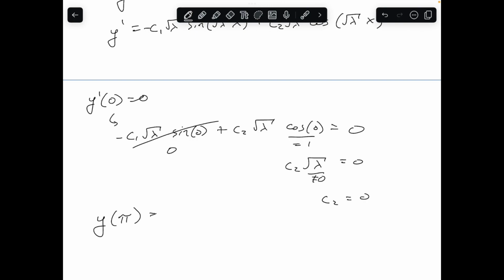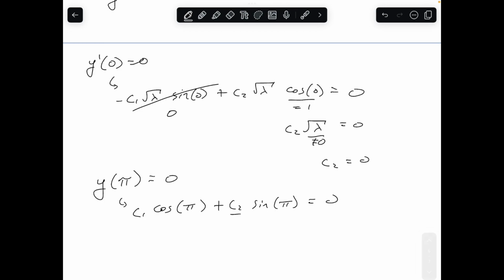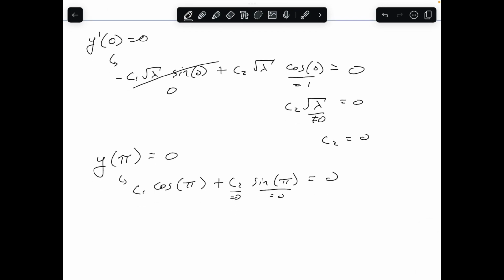Our other condition is that y of pi equals 0, which tells us that c1 cosine pi plus c2 sine of pi equals 0. c2 is equal to 0. Sine of pi is also equal to 0, so this is very 0. And then cosine of pi is equal to negative 1. Okay.